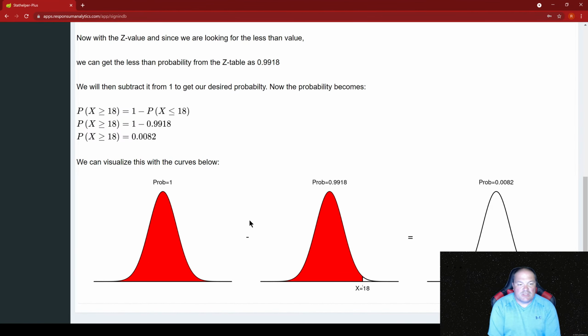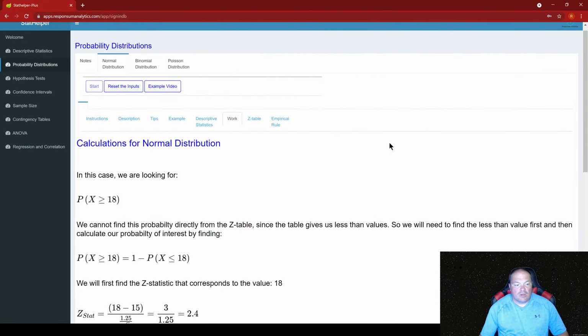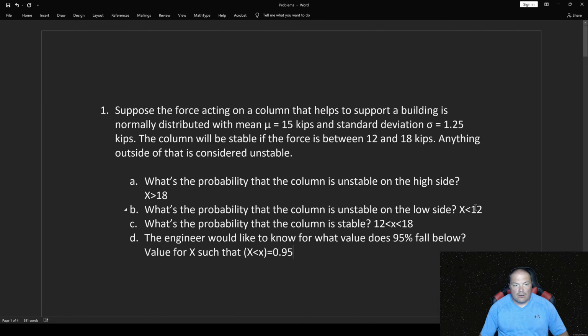You also see here that we can visualize this based on the curves. The full probability for the normal distribution equals 1. Less than 18 equals 0.9918. Subtract those two, and it gives us this small value to the right of 18. So for number 1, part A, the answer is 0.0082.